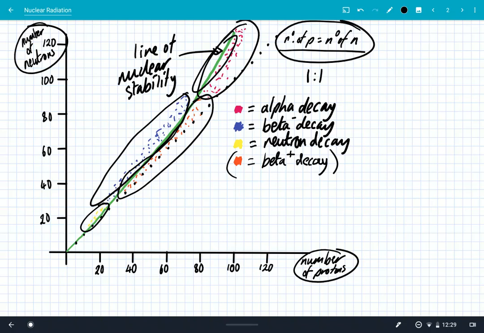The important thing to remember here is that there is a line of nuclear stability, and all of the nuclei eventually want to get onto this line. And the way they do that is through either alpha, beta minus, or neutron decay. There is another process called gamma decay, but we can't represent it on this graph here.